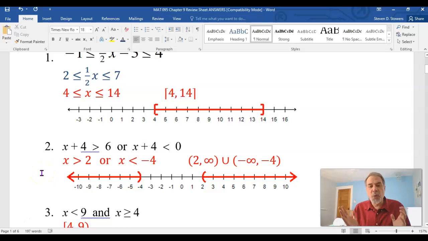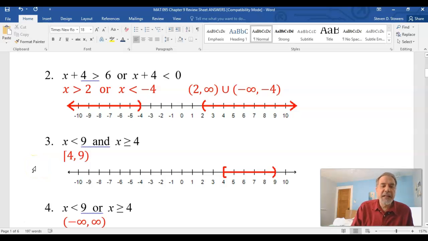The or means you can be in one part or the other of that solution set. So this is what it looks like on the number line. And when I write the interval notation, it's going to be in two separate pieces. The piece over here starts at 2 and goes up to infinity. And the piece here starts at negative infinity and goes up to negative 4. So it's the interval from 2 to infinity, union, or together with, the interval from negative infinity to negative 4.